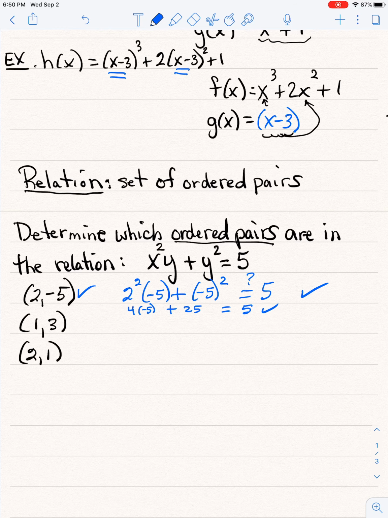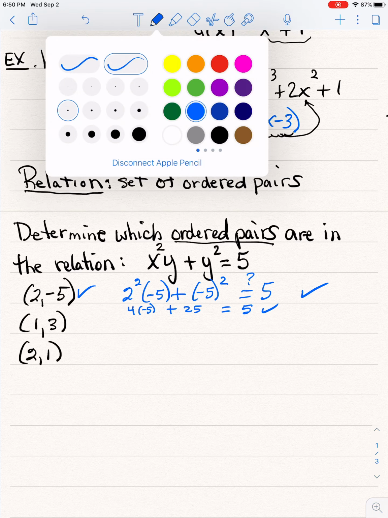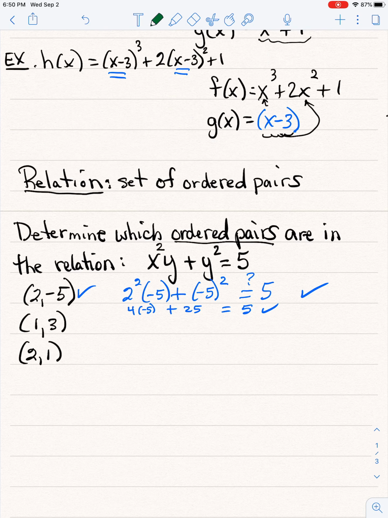All right, then we'll go again. Okay, so next one, let's try 1 squared times 3, plus 3 squared. Does that one equal 5? Well, in this case, we're going to come up with 3 plus 9. Well, guess what? That does not equal 5. So this one does not work.